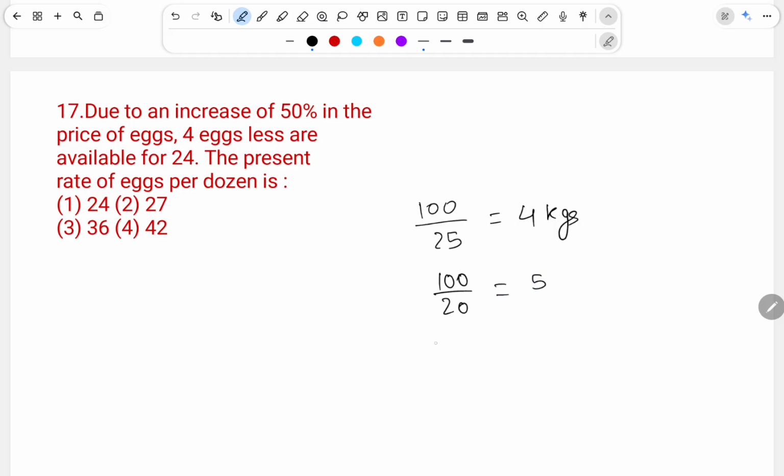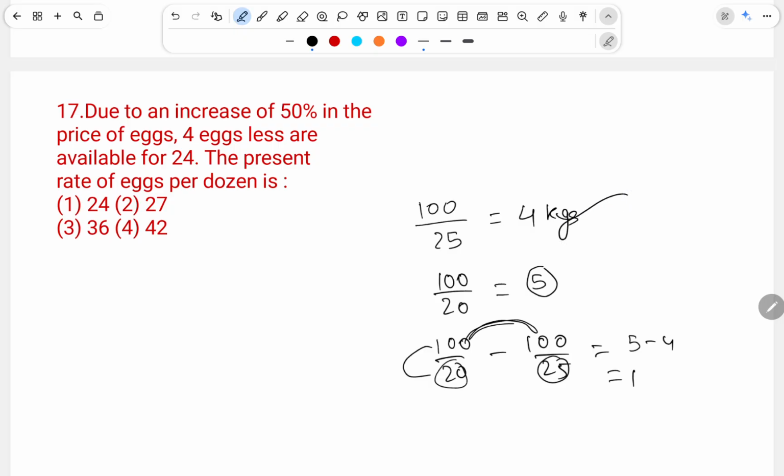5. Means 100 by 20 minus 100 by 25 will get 5 minus 4, 1. Means the numerator is the same, and in the denominator, if it is the least, it will give the highest number. If the denominator is the highest, it will give the least number. So now you understood the process.